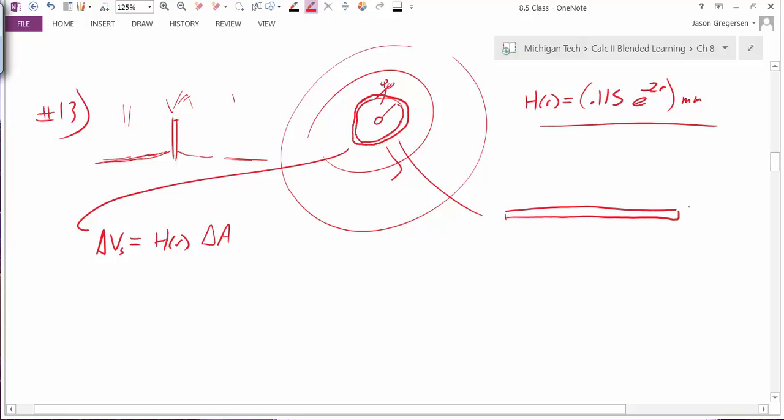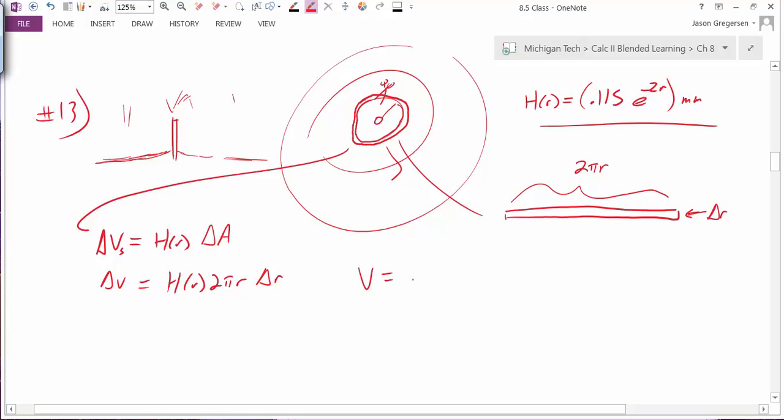Great, it's almost going to look like a rectangle. I know how to find the area of rectangles. I just take the length times the width. In this case, what will this thickness be? Delta r, so it'll be the change in the radius. And what will this piece be? The circumference of that circle, so that will be 2 pi r. So in this case, my delta A turns out to be 2 pi r times delta r. And this should give me the volume in just one little slice.